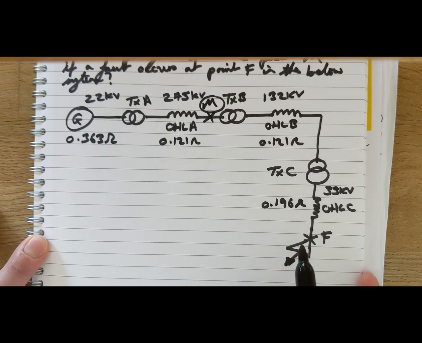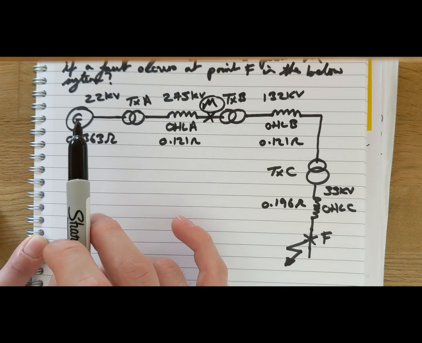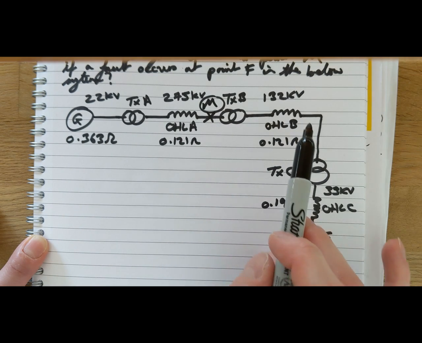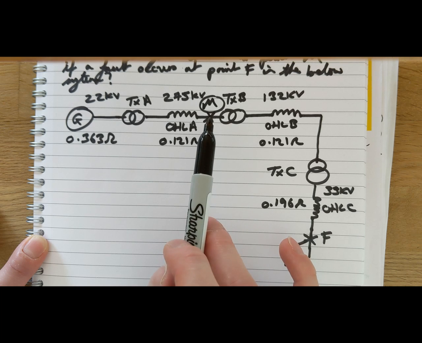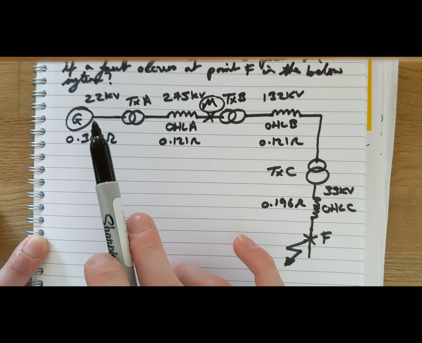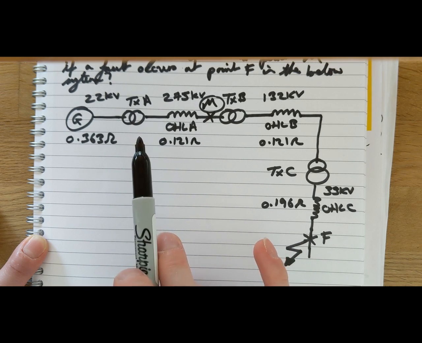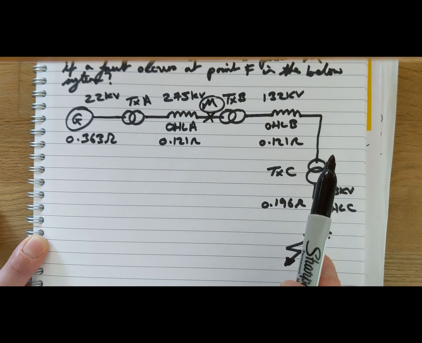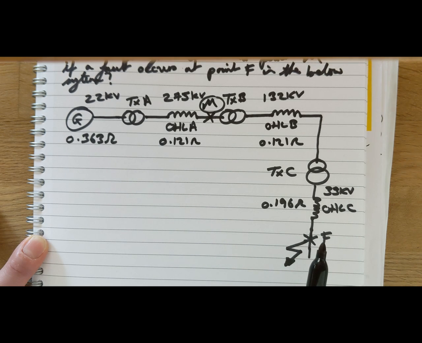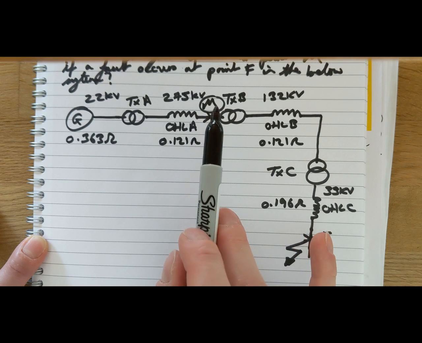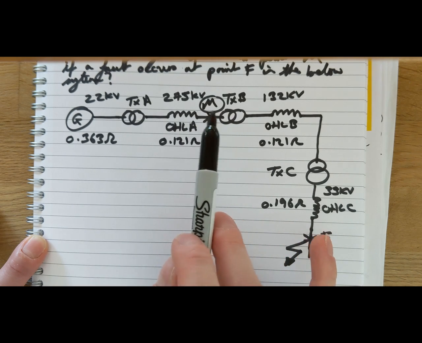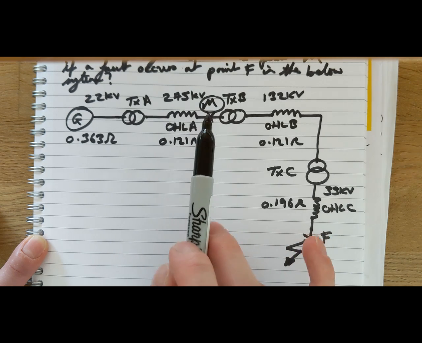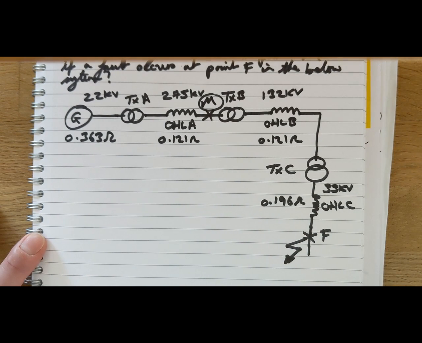So there is a fault in our system at point F, so current's going to flow from our generator through these transformers and overhead lines to point F, and obviously as it goes through here the current will go down as the voltage goes up thanks to the transformers, and then up as the voltage goes down, and then up even further as the voltage goes down even further to the fault at point F. And we want to know what is the current between transformer A and transformer B, just to the right of overhead line A at point M. So a pretty standard fault level problem for power systems engineering.